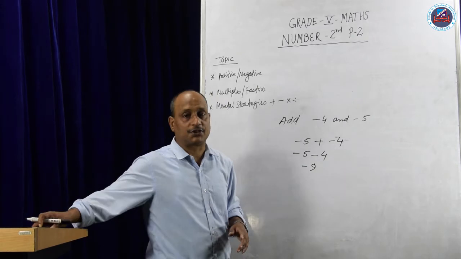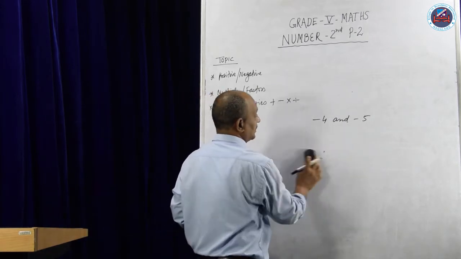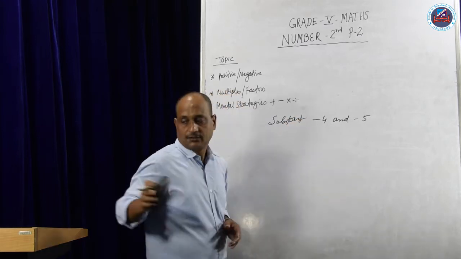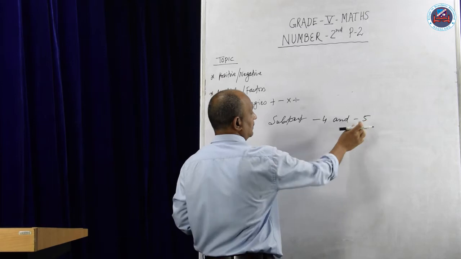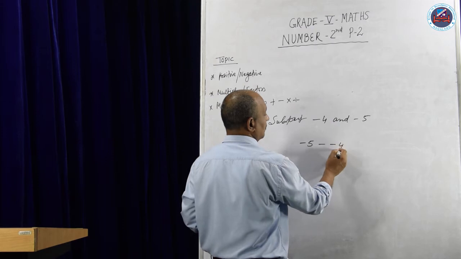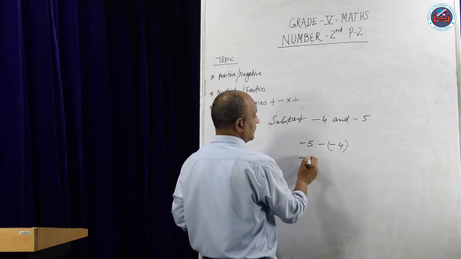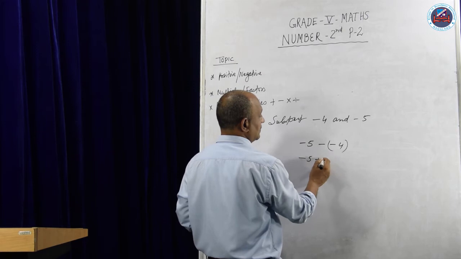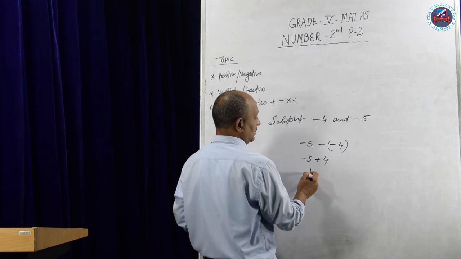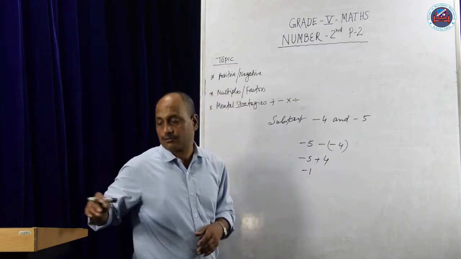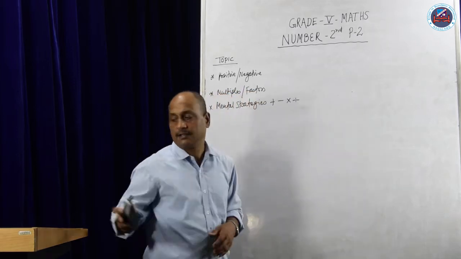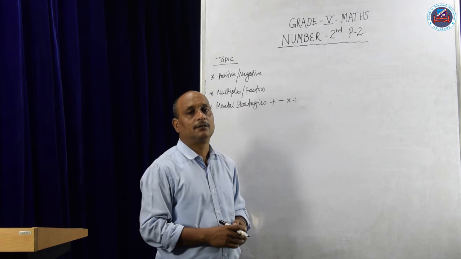Now suppose the same question, but the operation is subtract. In subtraction, in the same way, write the greater number down, then minus, then -4. So 5 minus, minus plus 4. Plus minus is minus, so 5 minus 4 is 1. The greater number is 5, so it is -1. In this way we can add and subtract any negative or positive numbers.